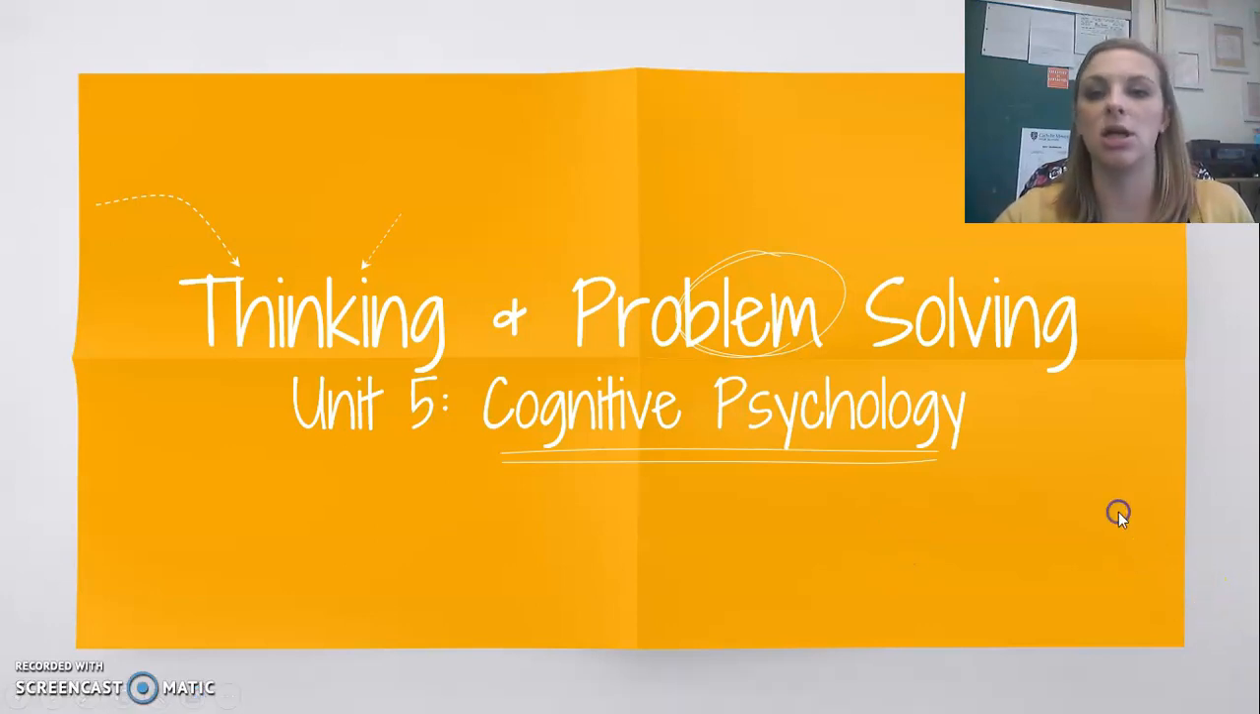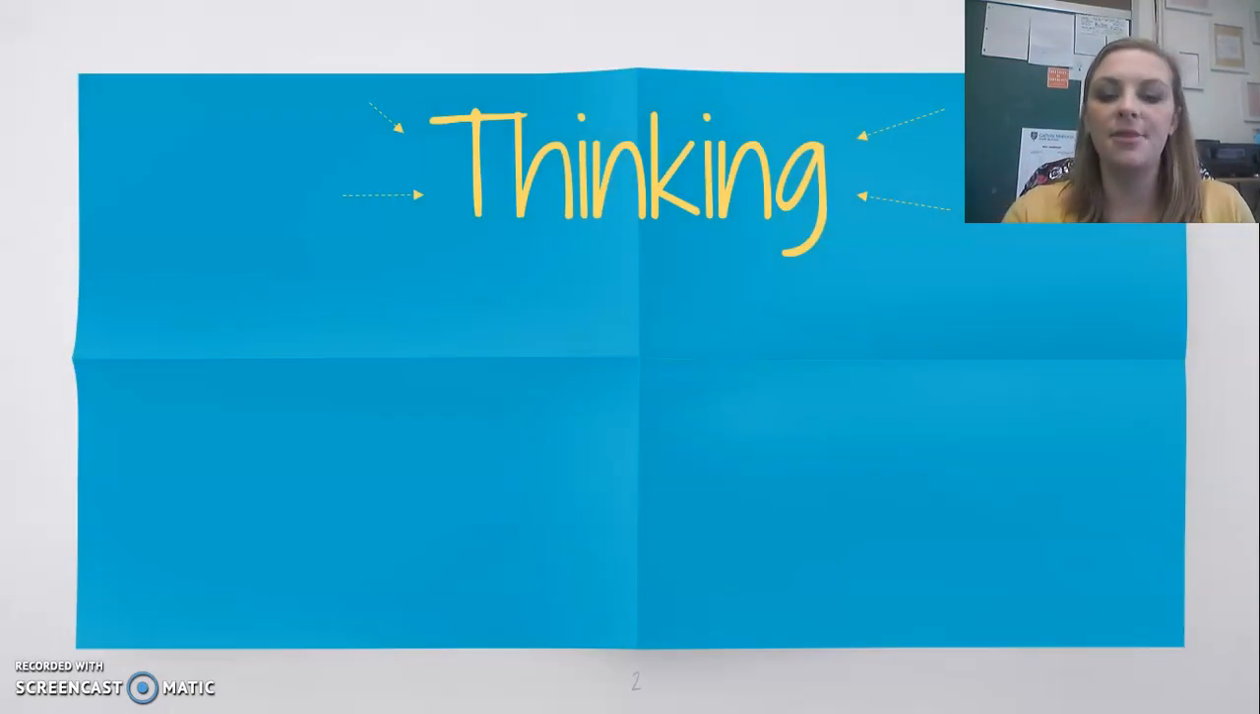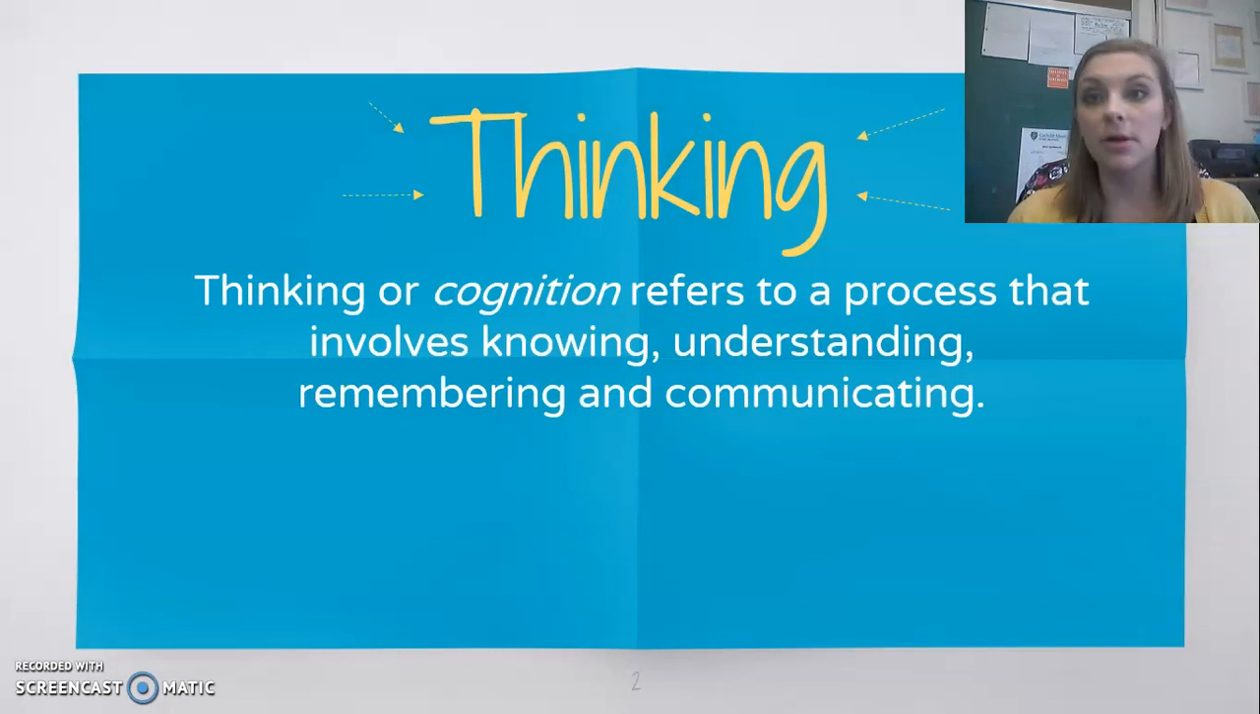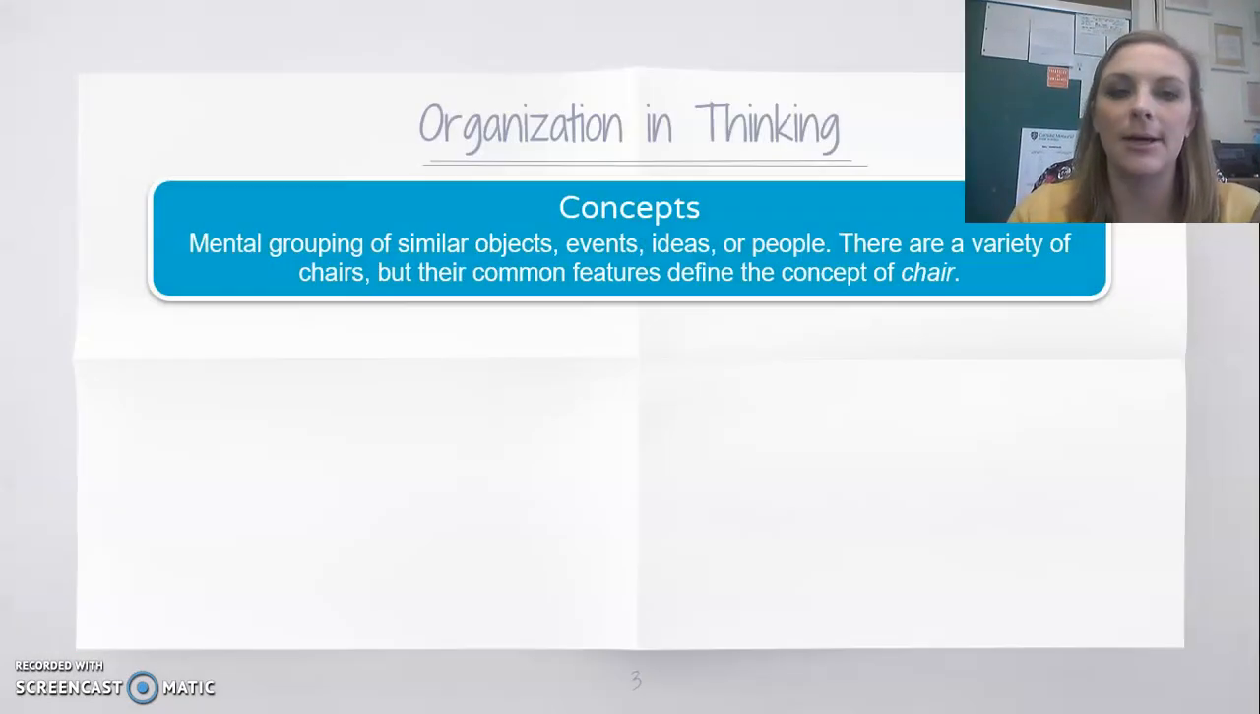The next part of cognition is our thinking and our problem solving. So we've moved from memory to now thinking, okay? Thinking, we also refer to as cognition, okay? This is the process that involves knowing, understanding, processing, remembering, communicating. It's basically involving every other higher cognitive process that we do, okay?